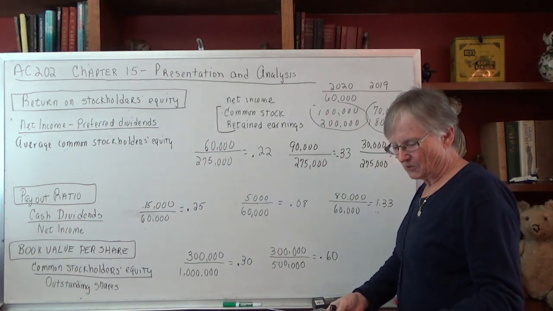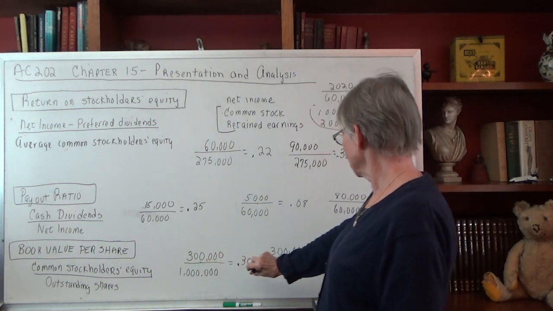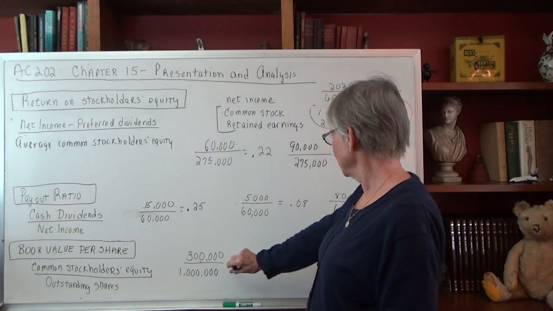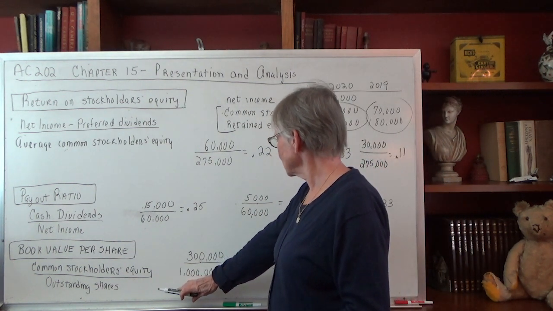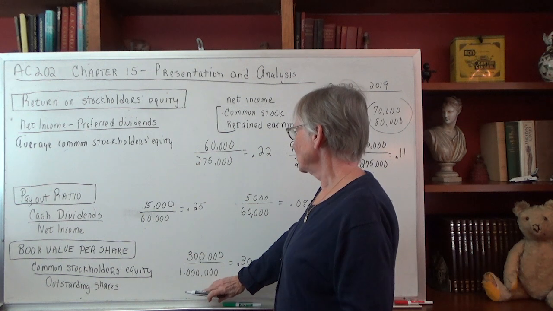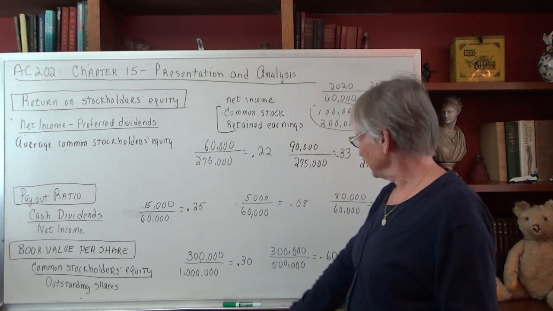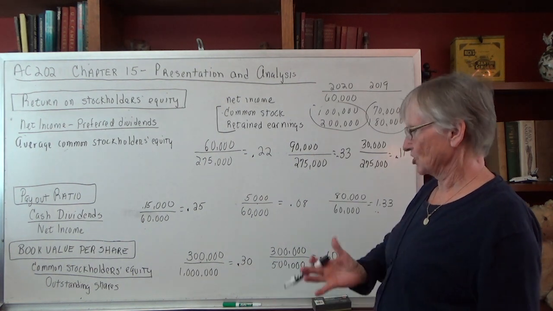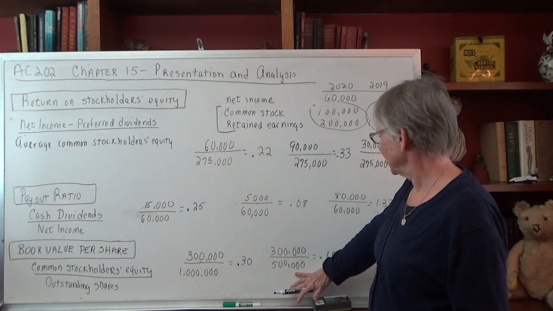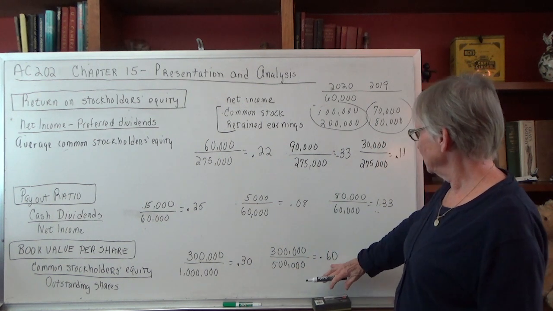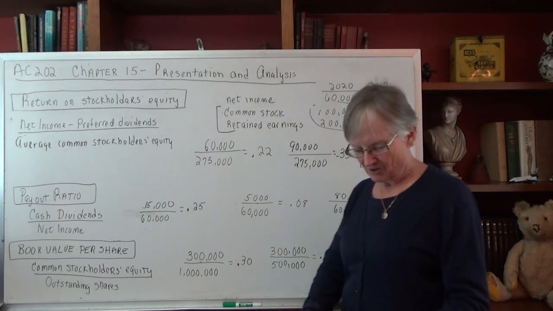Okay, so say we've got stockholders' equity that's pretty constant at 300,000, and the outstanding shares are 1 million. That would give us a book value per share of 30 cents. Then just to contrast that, if you had the same stockholders' equity, but you only had 500,000 shares outstanding, then your book value per share would be 60 cents. Okay. Fairly straightforward.